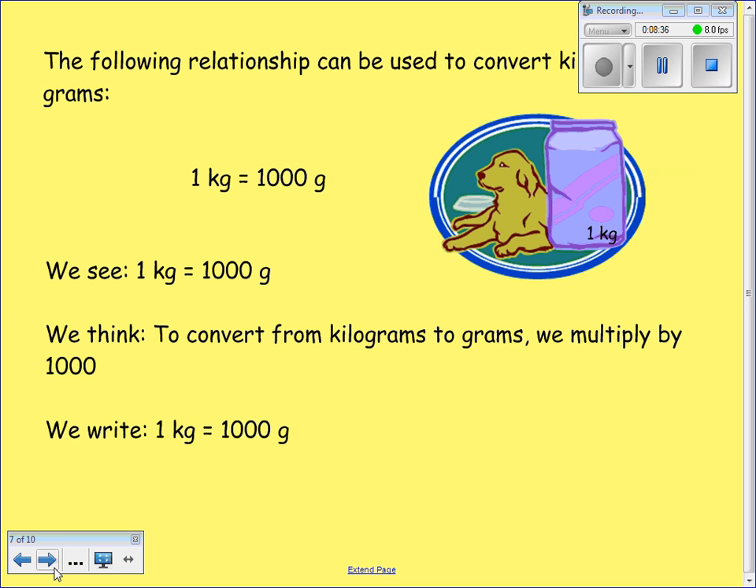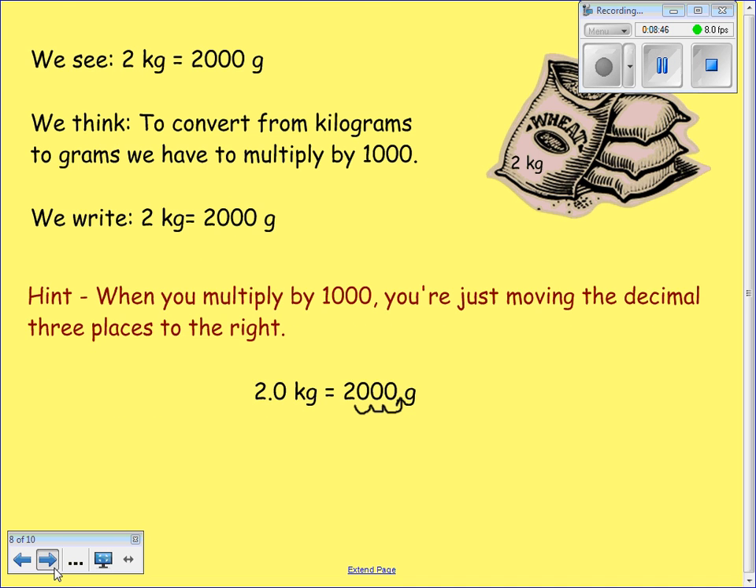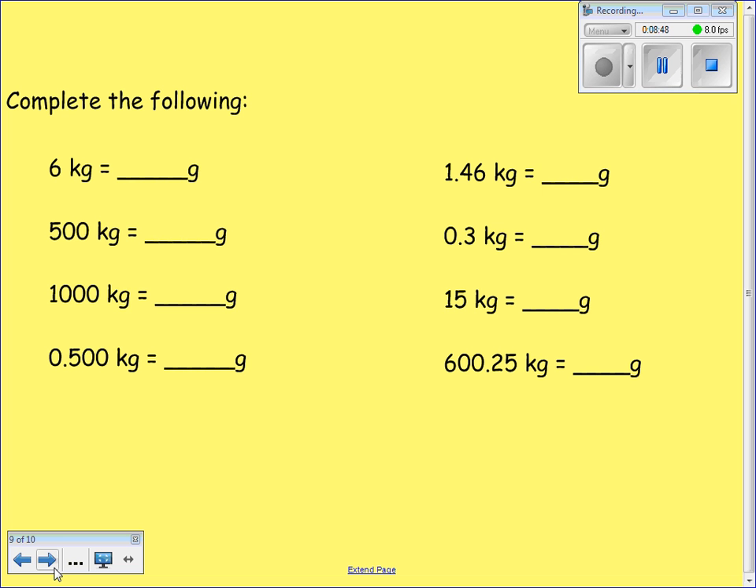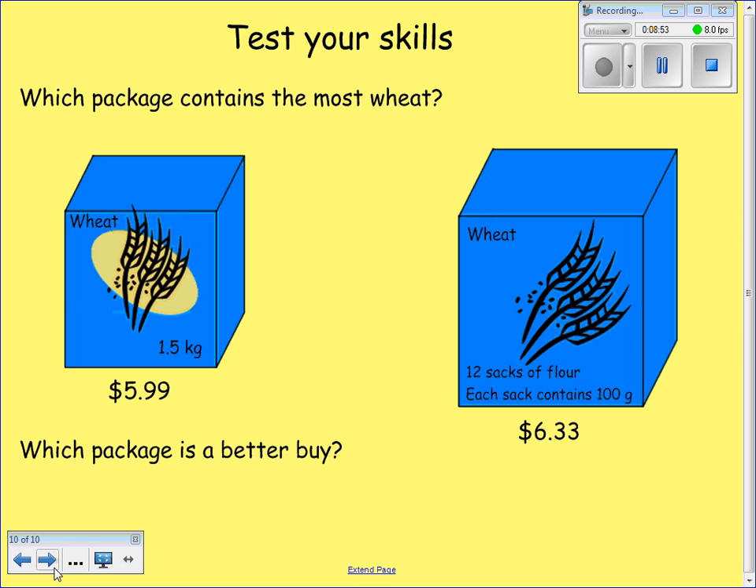We can do the same when we move from larger units to smaller units. We're going to multiply by 1,000. You can complete these questions, and we'll take the answers up tomorrow. Which package contains the most wheat? We have 1.5 kilograms for $5.99, or we have 12 sacks that each have 100 grams.